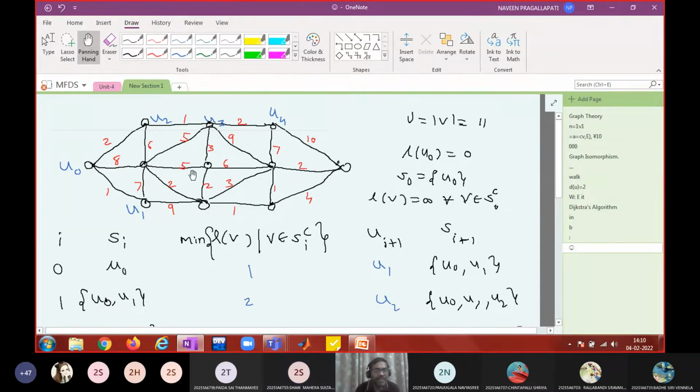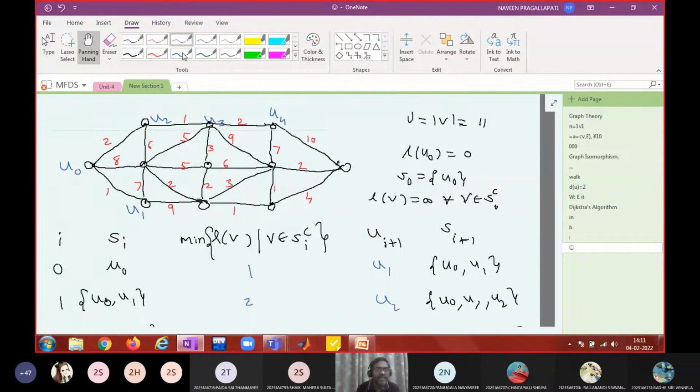Which node do you think is nearest? Center one, sir. Is this the one? Yes. So what is the walk length from this node to this node? 3. 3 plus shortest distance from U3 to U0, which is 3. 3 plus 3 is 6. Is that 6 minimum when compared to all other nodes? Yes, sir.